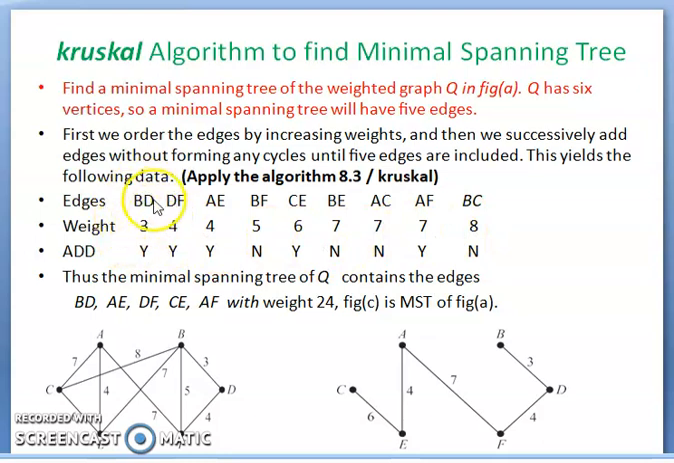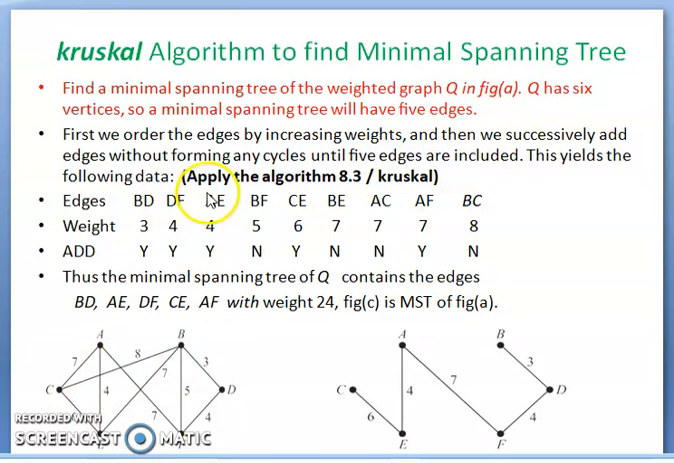You consider whether the BD or DF or like that, whether you add this edge or not, that is decided. So first we order the edges by increasing weights, and then successively add edges without forming any cycles. If you add one edge and it forms a cycle, then don't add. If there is no cycle, you add it. That process will continue until the 5 edges are included, because total vertices are 6, right? N minus 1 edges.